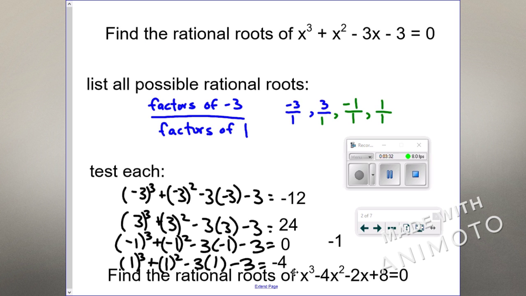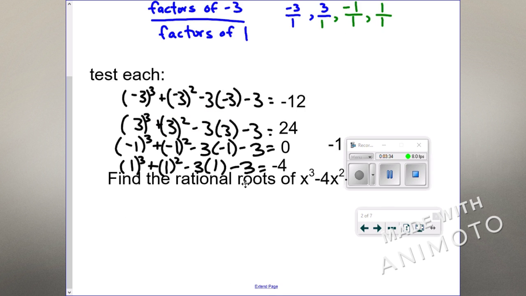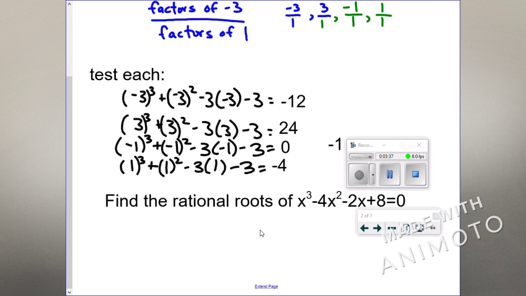So if you think you can practice this on your own, go ahead and find the rational roots of x cubed minus 4x squared minus 2x plus 8. Why don't you pause the video and try to do that? If not, I'm going to walk you through it in a second.